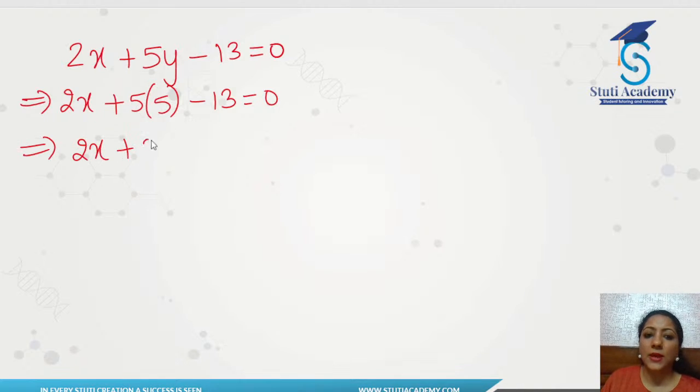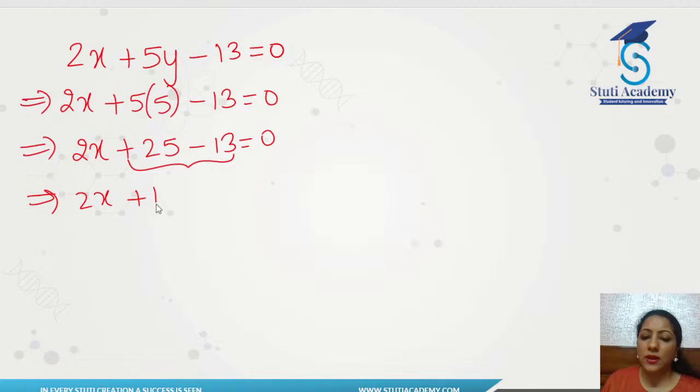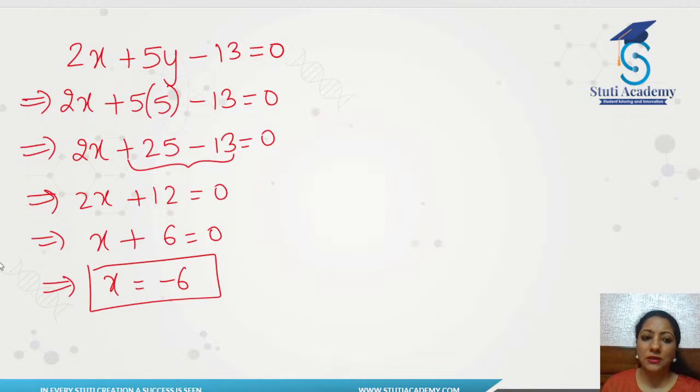We'll get 2x plus 25 minus 13 is equal to 0. You will get here 12. 2x plus 12 is equal to 0. And then you can divide these two terms by 2, because 2 is common here. So we'll get here x plus 6 is equal to 0. And finally we have x is equal to minus 6. So thus we have x equal to minus 6 and we have y equal to 5.